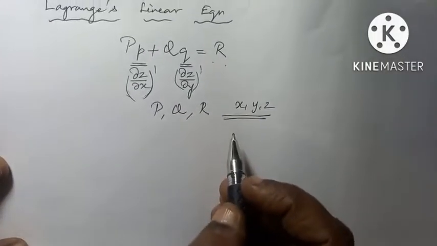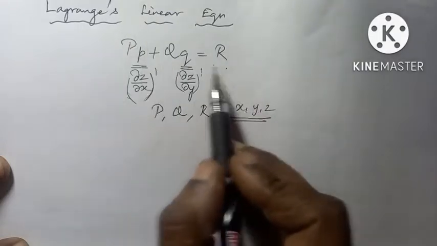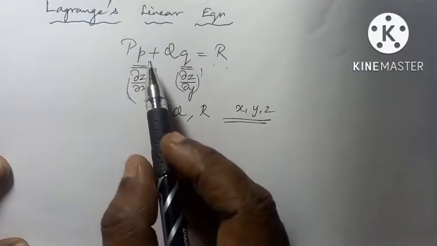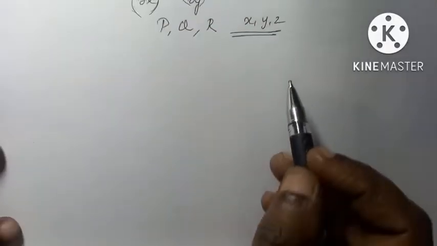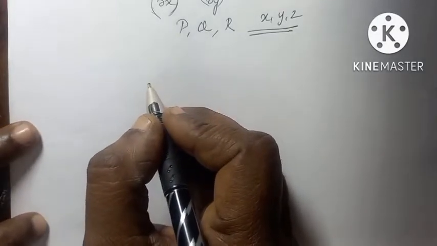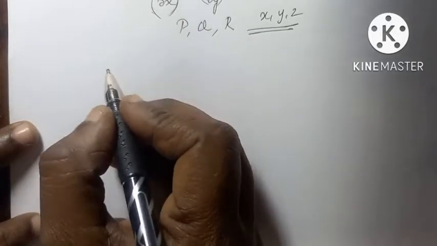So first let us check whether the problem is in the form of Pp plus Qq equal to R. Then we start solving the problem. The question is: solve this equation. Let's find the solution of the PDE. A PDE will be given, and solve the PDE and find the answer is the question.